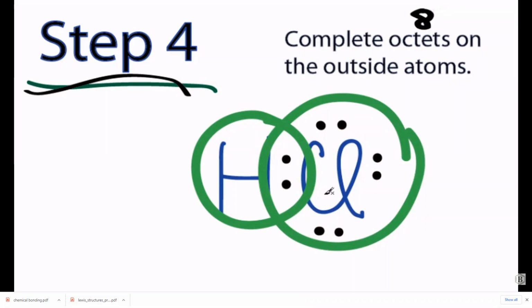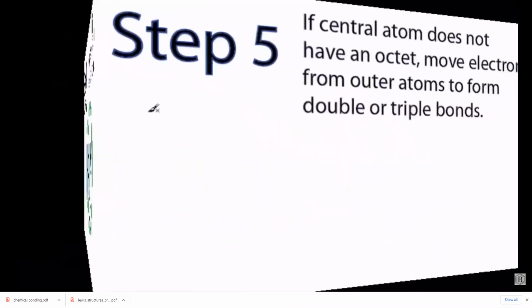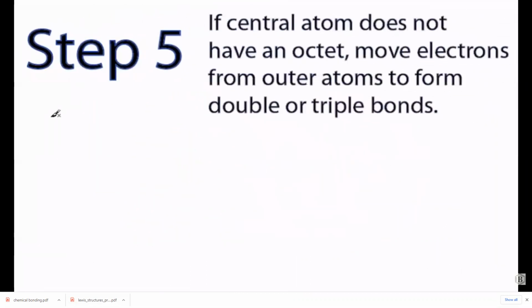But what happens when you've used all your valence electrons and you still haven't completed the octets for each atom in the molecule? That's step 5. So sometimes you run out of valence electrons and still don't have octets. Hey, it happens, right? So in step 5, if we run out of valence electrons, we'll move some of the valence electrons from the outside to the inside, share them, and form double and triple bonds. Here's how it works.